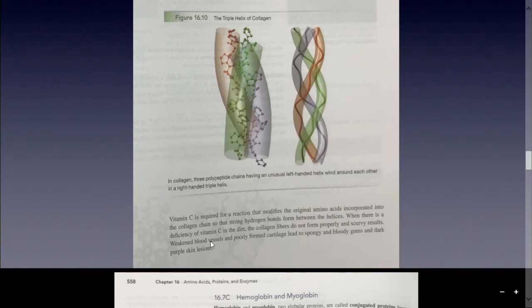And so if you don't have good collagen, your blood vessels will be weak. You'll have spongy and bloody gums, dark purple skin lesions, and there's a whole bigger list too of side effects. I saw that on Wikipedia too. So that's a big one. It made it in both articles, Wikipedia and our textbook. You got to have vitamin C, or you're gonna get scurvy because you're not getting collagen production. And we all pretty much get enough vitamin C probably in our diet.